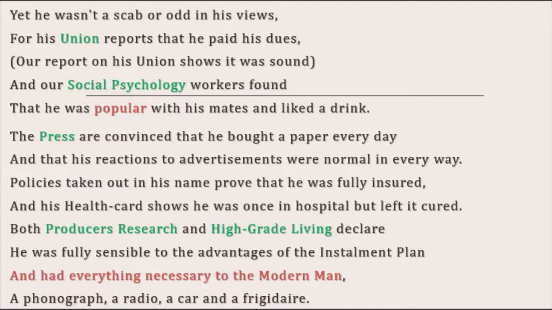All these different names, if you notice, I have colored them with green. You notice that these institutions, first of all, the poet is writing them in capital letters: union, social psychology, and before that the Bureau of Statistics, the press. Then later we will have producers research, high grade living. You notice the letters here are capitalized, and they are also referred to as part of the government.